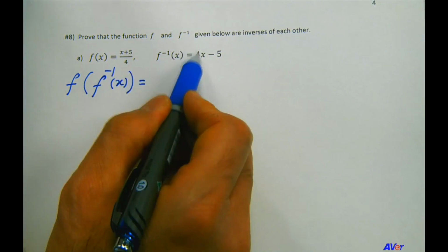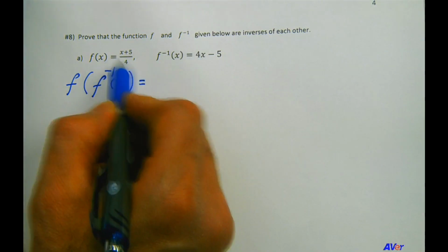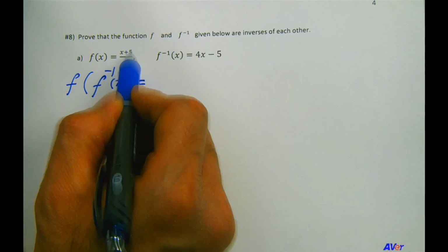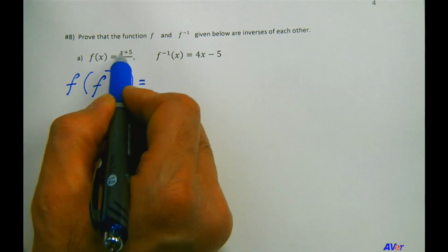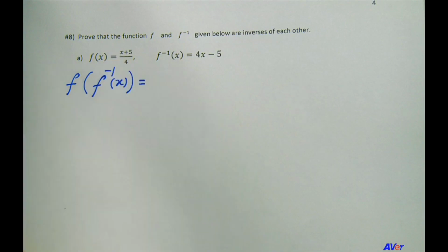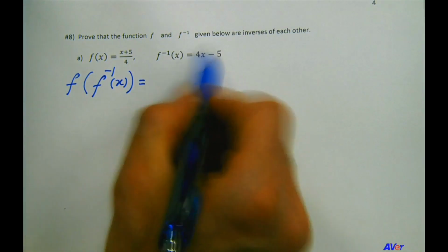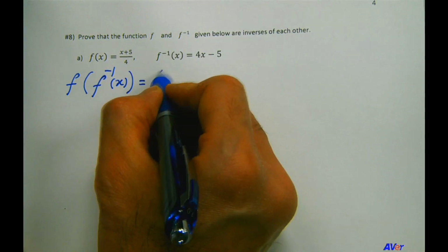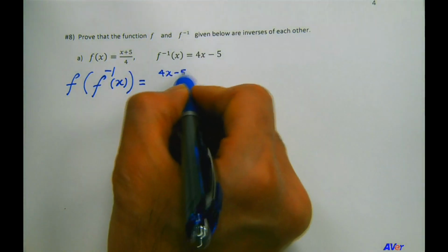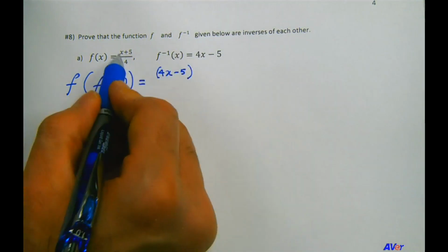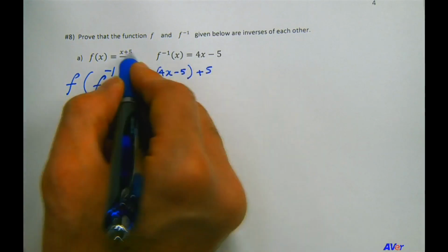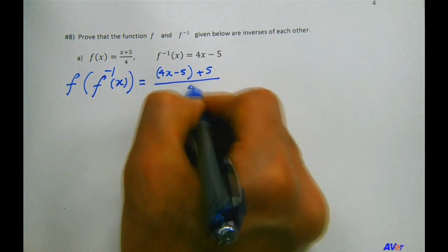Where can f inverse go? It can't go inside 5. It can't go inside 4. x is the variable. x is the one term in this whole function that can take different forms. In this case, we wanted to take this form. So we can do that. So 4x minus 5, right? I replaced x with all of f inverse, plus 5 divided by 4.